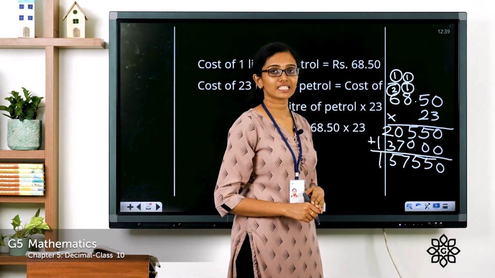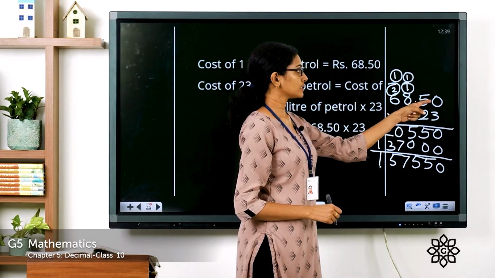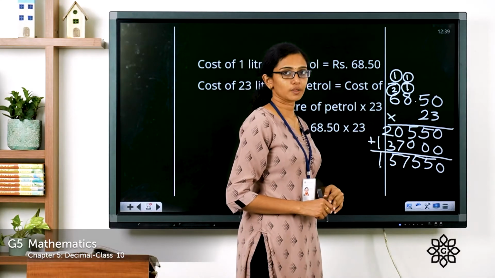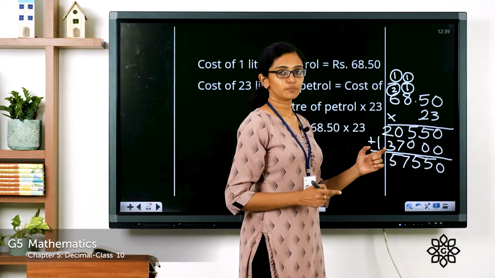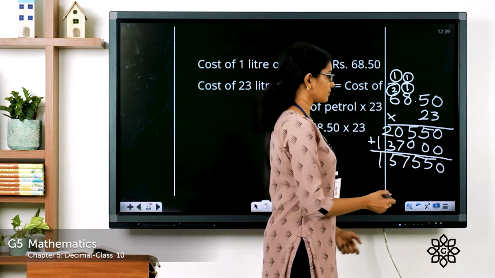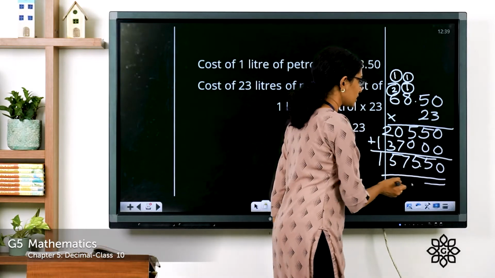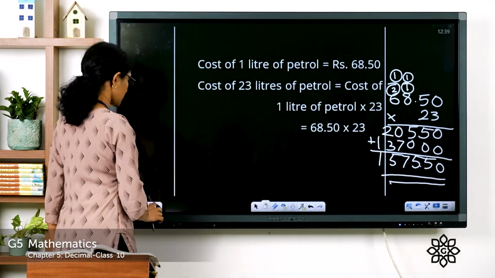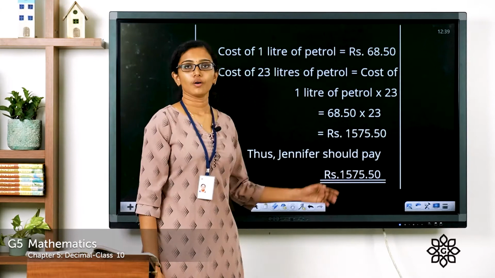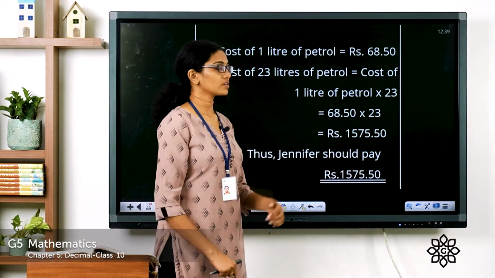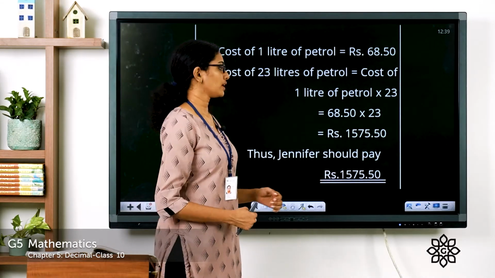Now, we have to put the decimal point. In the decimal number, there are 2 digits after the decimal point. So, count 2 places from right to left in the final product. That would be 1, 2. Put the decimal point here. So, the cost of 23 liters of petrol is rupees 1575.50.